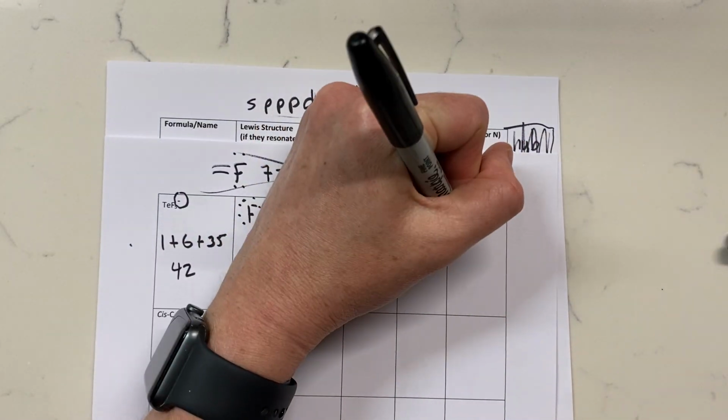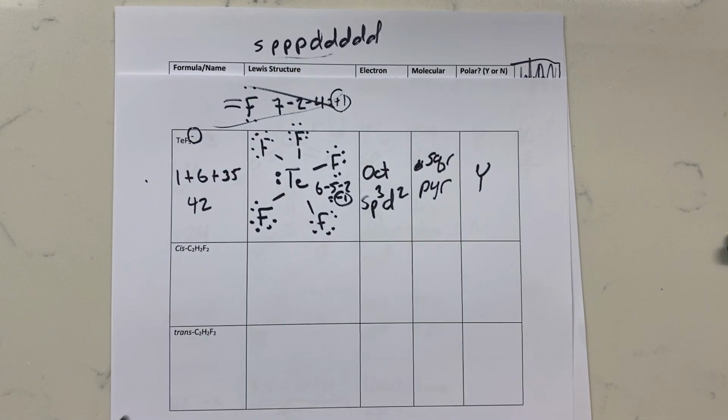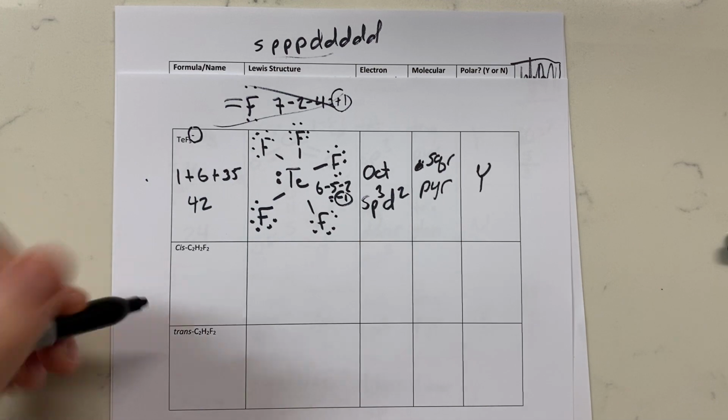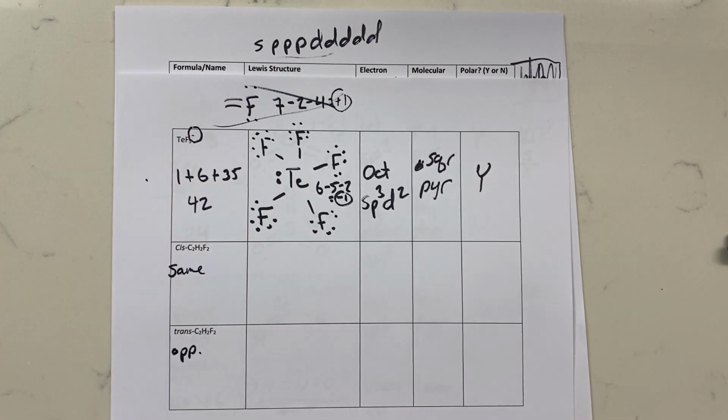And so is it polar? It absolutely is polar. It is uneven. Okay, now let's look at the next one. Cis and trans, we discussed in the last lecture. Cis means the same. Trans means opposite or opposing.